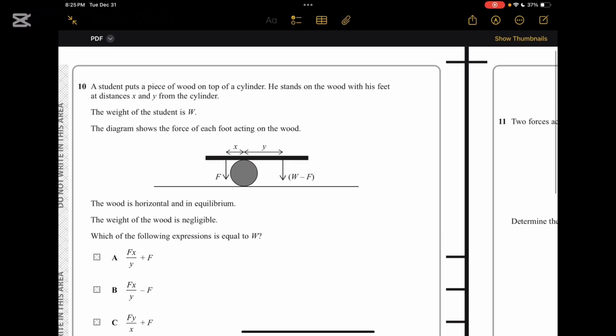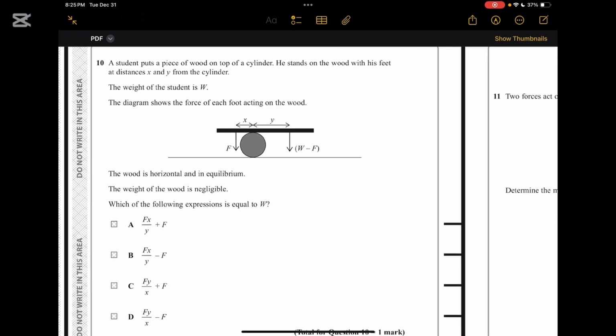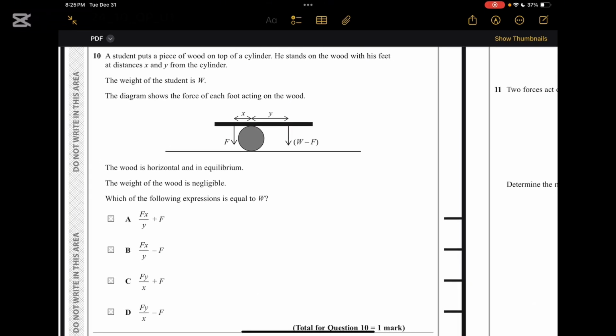In this question they have said a student puts a piece of wood on top of a cylinder. He stands on the wood with his feet at distances x and y from the cylinder. So this is going to be our pivot right here. The weight of the student is W. The diagram shows the force of each foot acting on the wood. The wood is horizontal and in equilibrium.